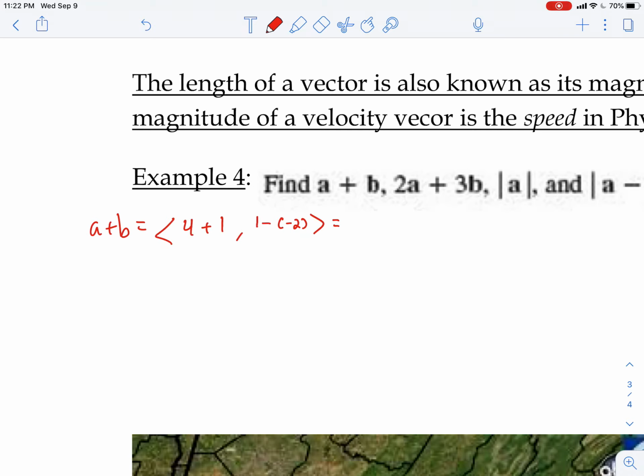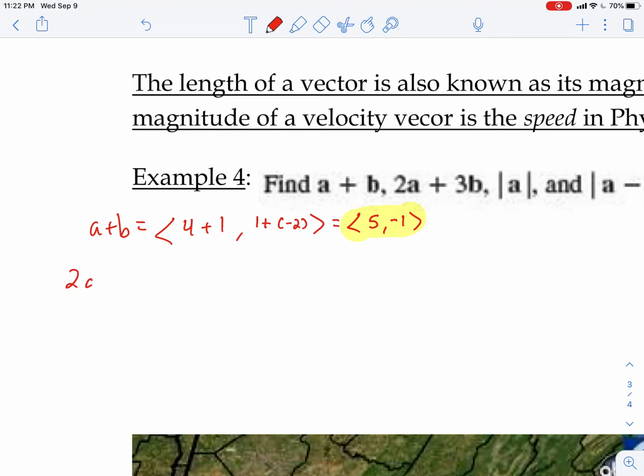We do the math there, and we are going to get 4 plus 1 is 5. 1 minus negative 2, I don't know why I put minus, that should be plus. And so 1 plus negative 2 is going to give us negative 1. And of course, I'll highlight this to denote that this is the solution.